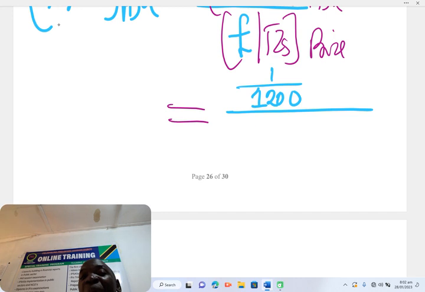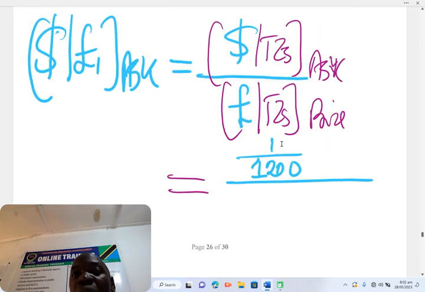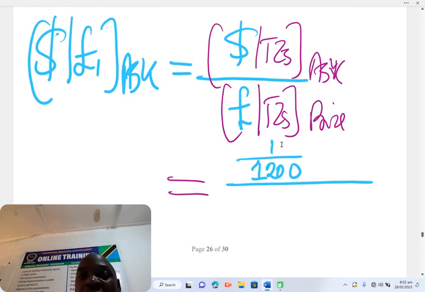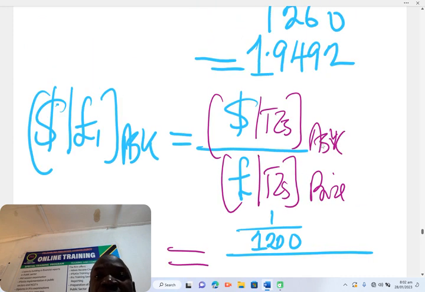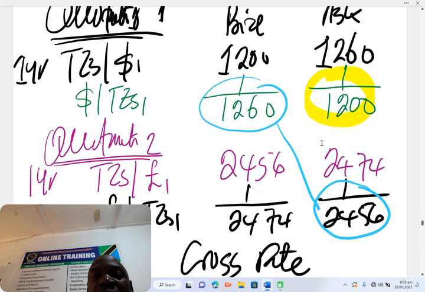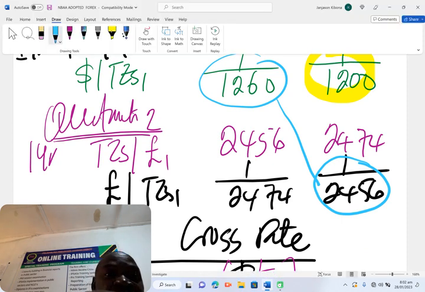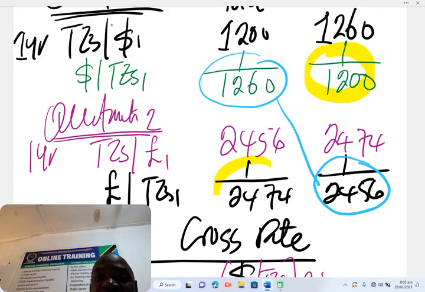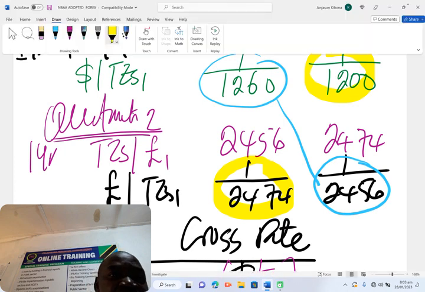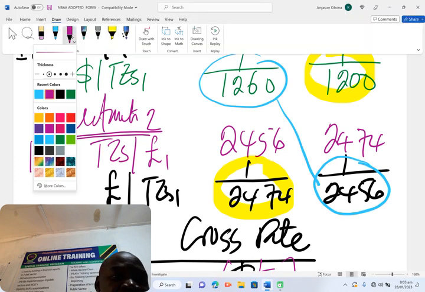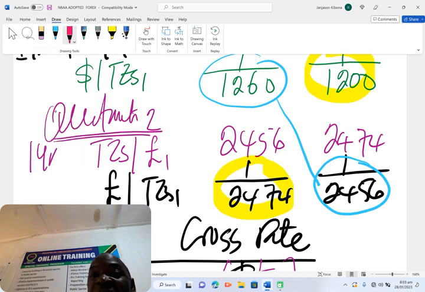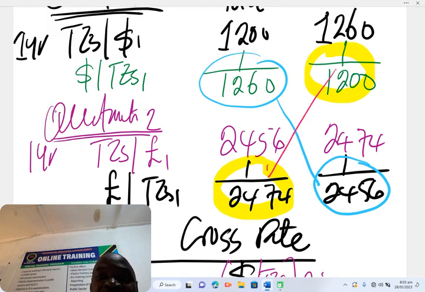Pound stroke dollar, sorry, pound stroke Tanzania shillings bid. What is it? So, diagonal relation has been also observed here. So, this is a diagonal relation.